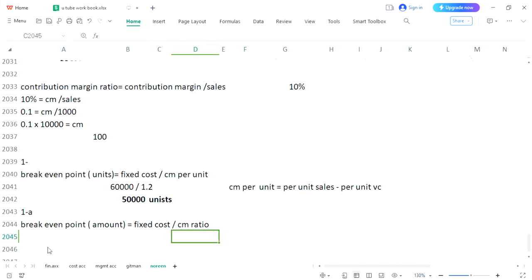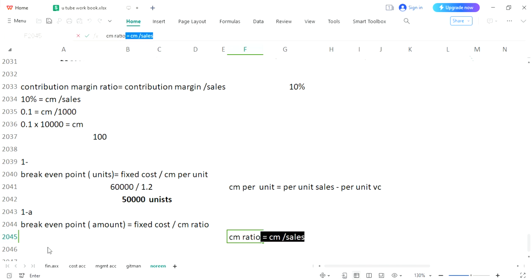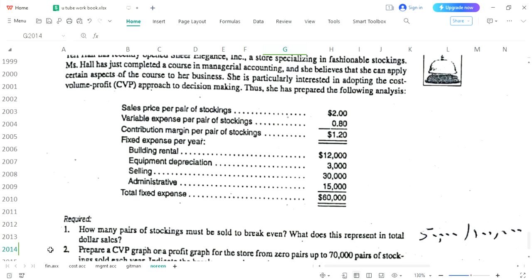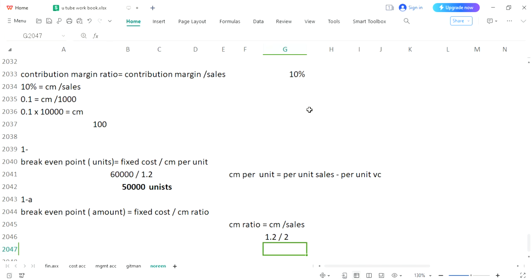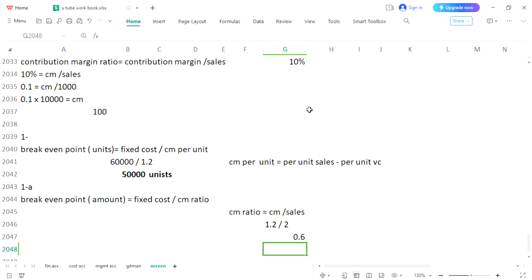We need to have the CM ratio, the contribution margin ratio, and it is calculated by dividing CM over sales. Contribution margin per unit can be used, or total contribution and total sales can also be used. What we need is contribution margin 1.2 and sales 2. Let's calculate 1.2 divided by 2. So we have got 0.6, which is our contribution margin ratio.